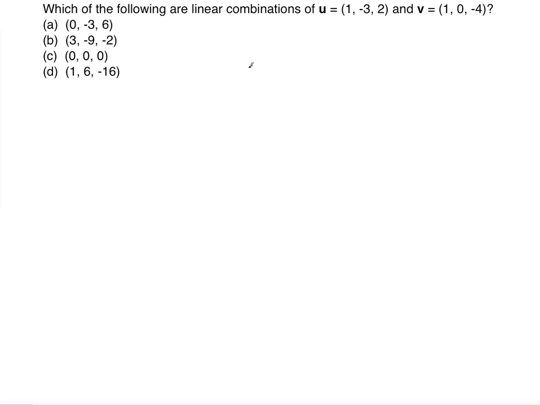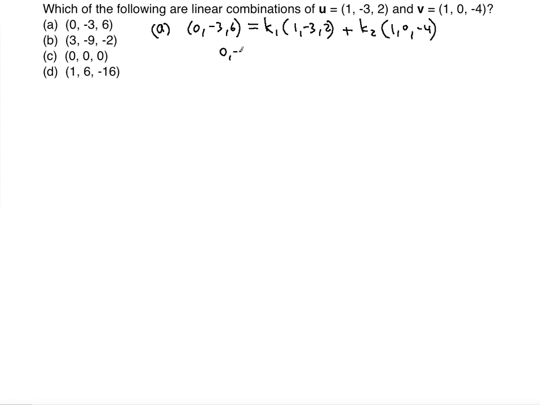Which of the following are linear combinations of u vector 1, negative 3, 2 and v vector 1, 0, negative 4? So in order to find the linear combination, we set the given vector to be a linear combination of these two, right? With the scalars k1 multiplying the first vector u and adding the k2 scalar multiplying the second vector v.